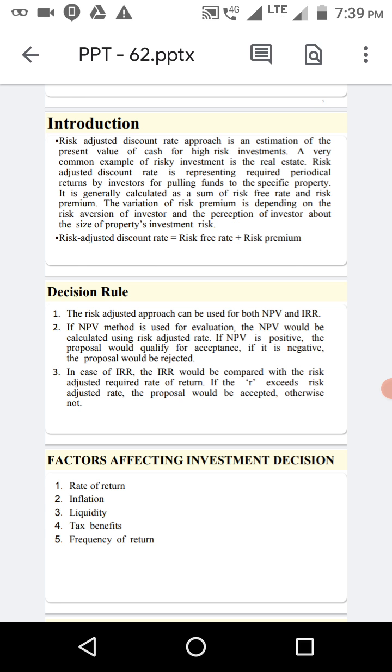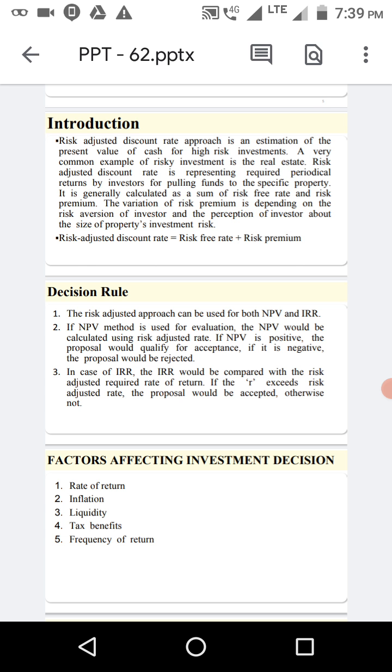Suppose the risk-free rate is 10% and the compensation for investment risk is 5%. Then a rate of 15% will be used for discounting cash flows.